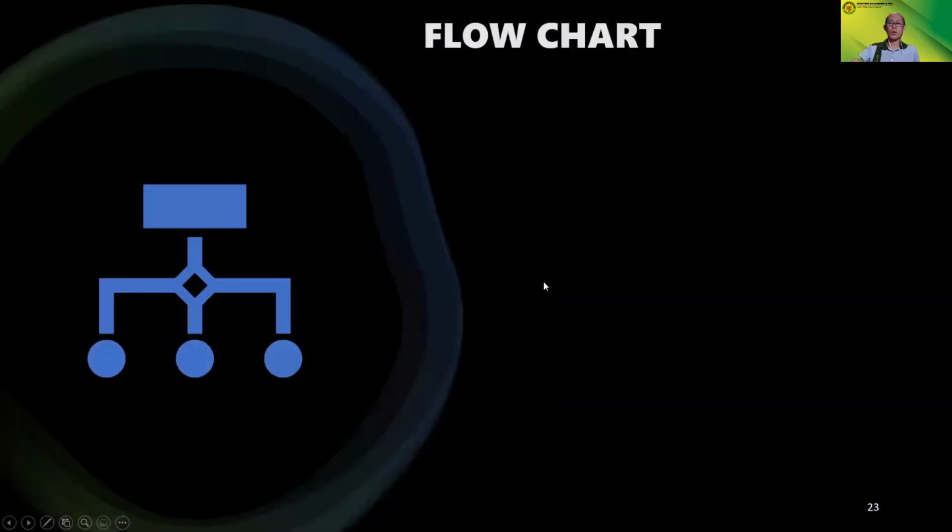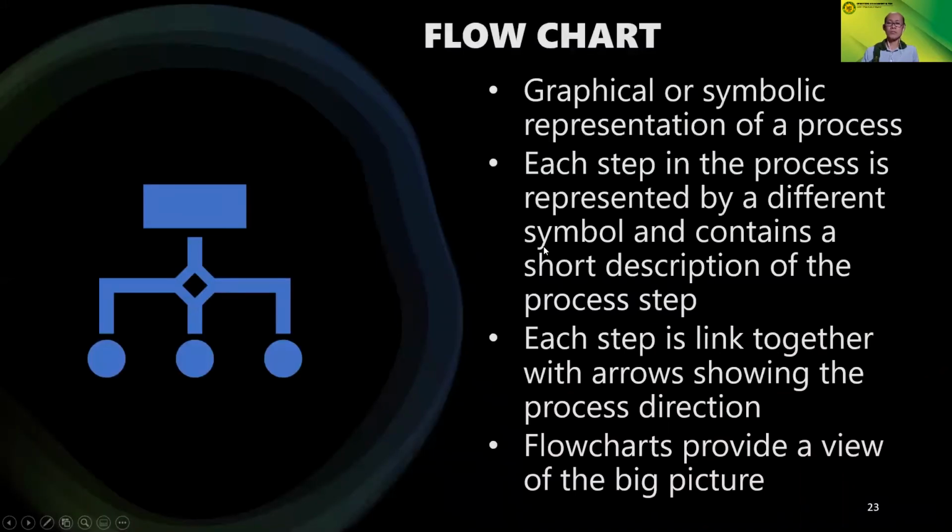Let's start with flowchart. A flowchart is a schematic or drawing of the movement of material, products, or people. It is a graphical or symbolic representation of a process. Each step in the process is represented by a different symbol and contains a short description of the process step. Each step is linked together with arrows showing the process direction. Flowcharts provide a view of the big picture.